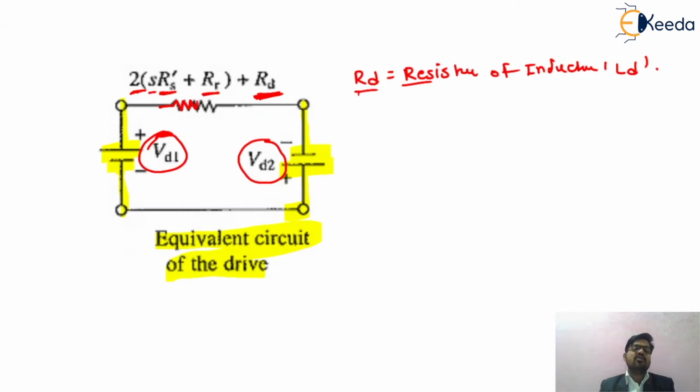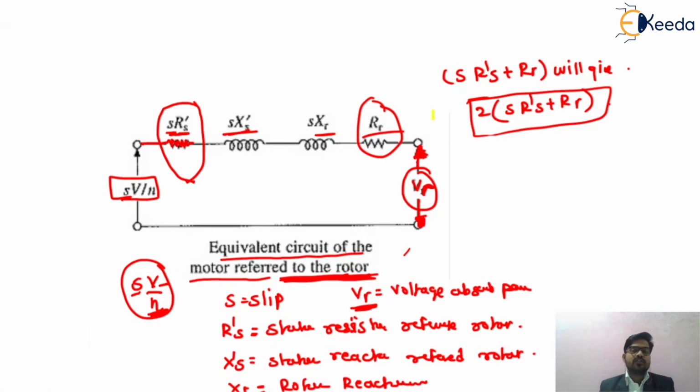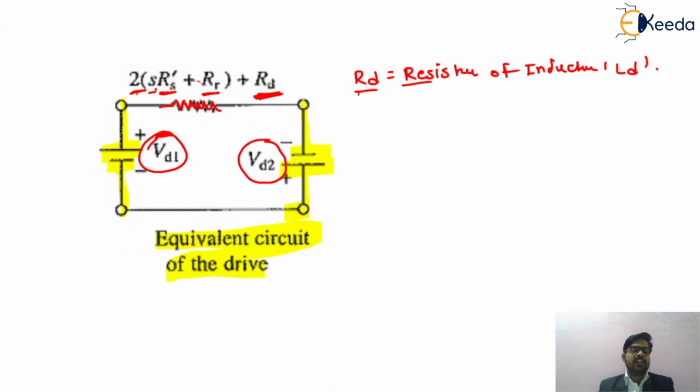So this will be the resistance that will be added into the circuit. This will be the equivalent value: 2 into S into R dash S plus RR plus RD, because we are getting this voltage term here, friends. It is the addition of these resistances. So we are getting this very important term of the equation. This is called the equivalent circuit. As we know, RD is the resistance of the DC link inductor, so the equivalent circuit ignores the commutation overlap of your diode bridge.